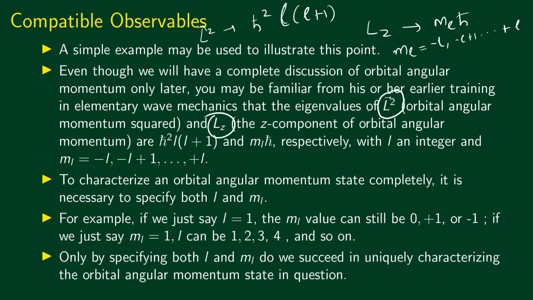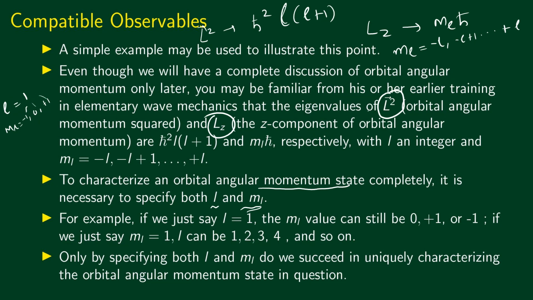Now, to characterize an orbital angular momentum state completely, it is necessary to specify both L and ML. Why? Because if I say that the orbital angular momentum quantum number L is equal to 1, the state is not completely specified, because ML could be -1, 0, or +1.